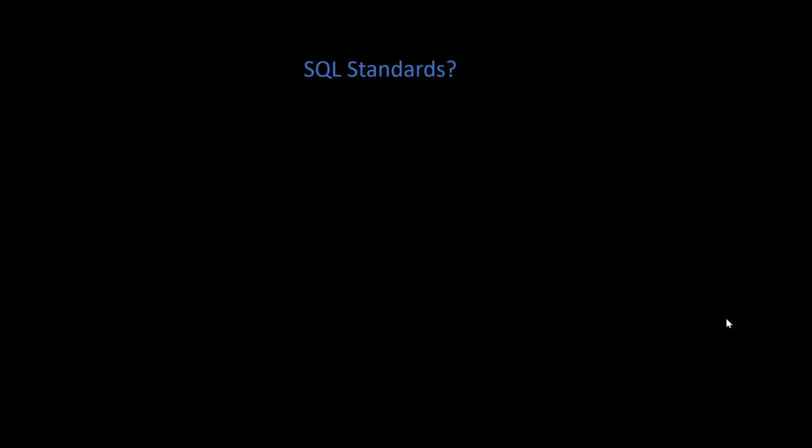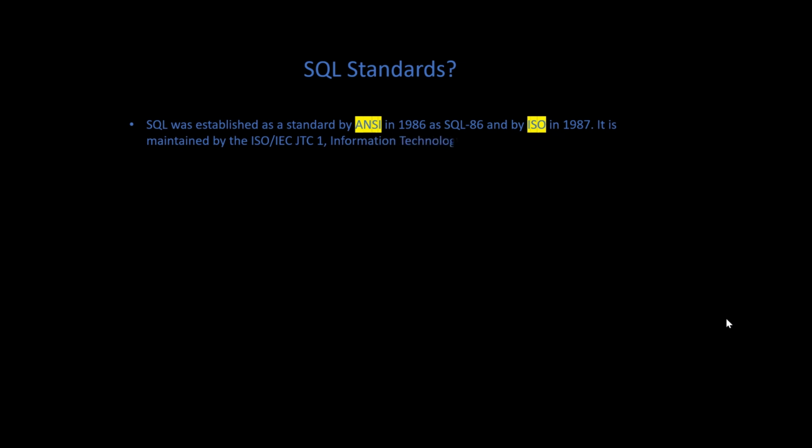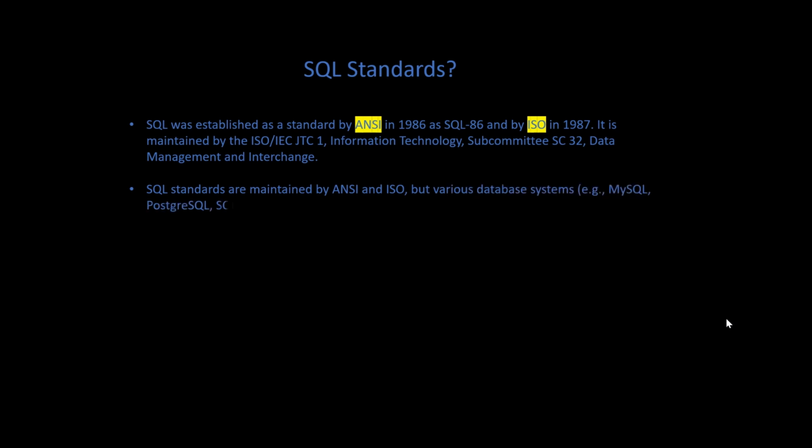Now let us see a bit of SQL standards. SQL was established as a standard by ANSI in 1986 as SQL-86 and by ISO in 1987. It is maintained by the ISO subcommittee thereafter. SQL standards are maintained by ANSI and ISO, but various other database systems such as MySQL, PostgreSQL, SQL Server, and Oracle have their own extensions and variations.